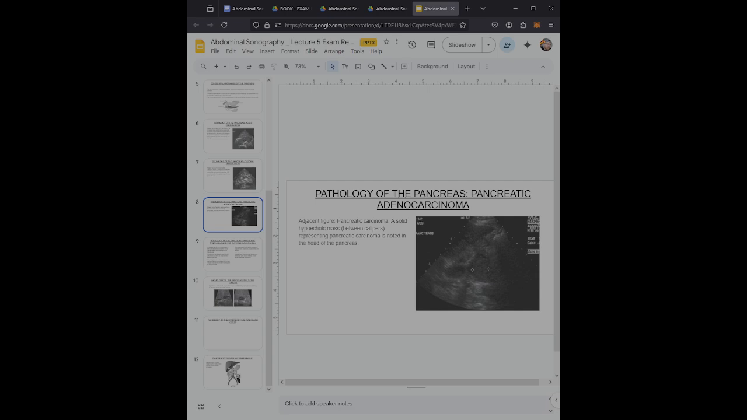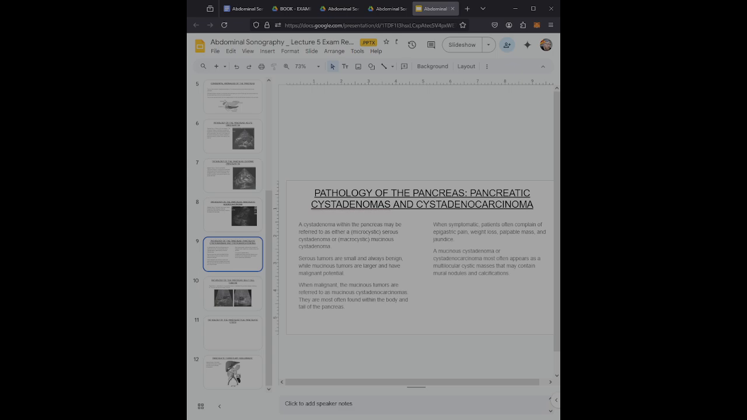Sonographically, we would see a hypoechoic mass in the head of the pancreas with dilated common bile duct and pancreatic duct, and an enlarged gallbladder. So here we can see between these two calipers is a pancreatic carcinoma noted in the head of the pancreas.